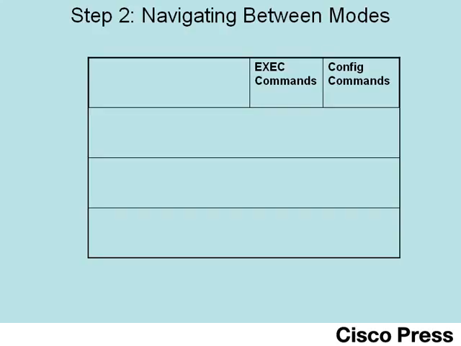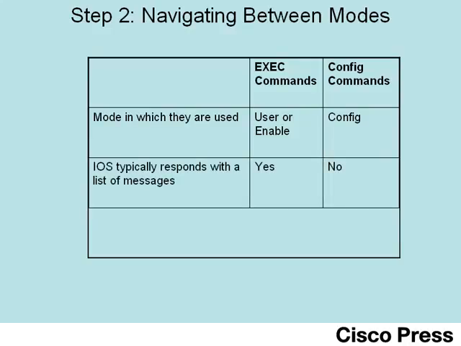Before we do that though, let's consider the types of commands you would use in each mode. There's 2 main styles of commands. One's called exec commands and one's called configuration commands. As you see here in the table, they've got some differences. First of all, exec commands are only used in user or enable mode, whereas configuration commands are only used in config mode. The main difference is the following. When you type an exec command, you expect iOS to give you some messages back. Typically these commands display information about what the router's doing, whereas config commands, you don't get any messages in return.